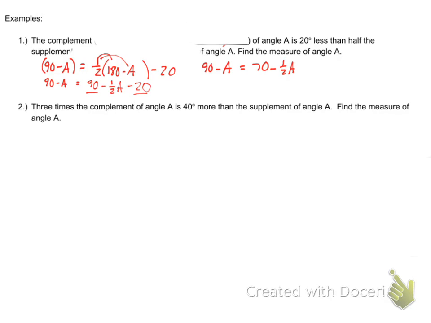What's on both sides that we generally don't like to have on both sides? The A's, the variable. Do I add 1/2 A to both sides to get rid of the negative 1/2, or should I add A to both sides to get rid of the negative A? I would get rid of the negative A.